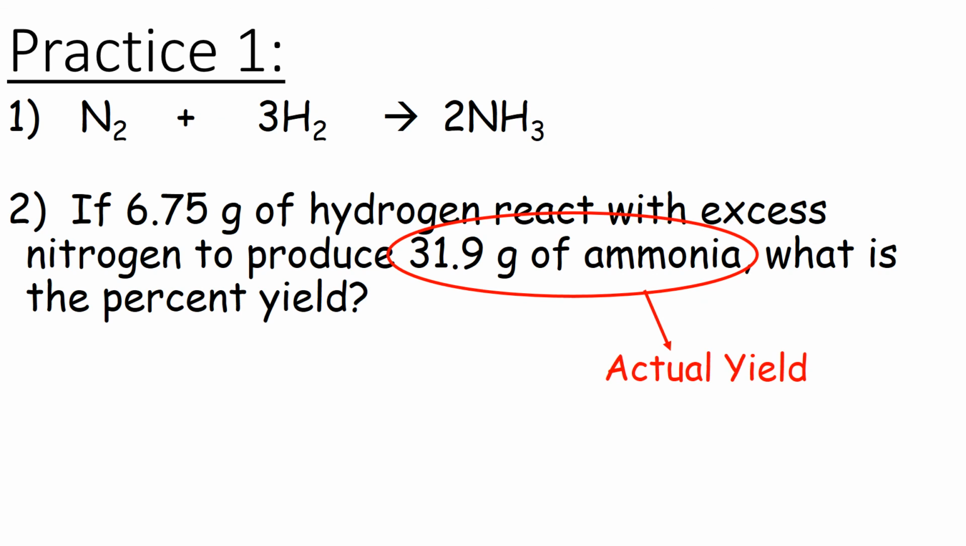Here's another practice problem. We have nitrogen and hydrogen yield ammonia. If we start with 6.75 grams of hydrogen and they react with excess nitrogen, that just means we have enough, we're not going to run out, and we produce 31.9 grams of ammonia, that's NH3, what is the percent yield? So we've got an actual yield here, and we have one of the reactants here, but no theoretical yield.